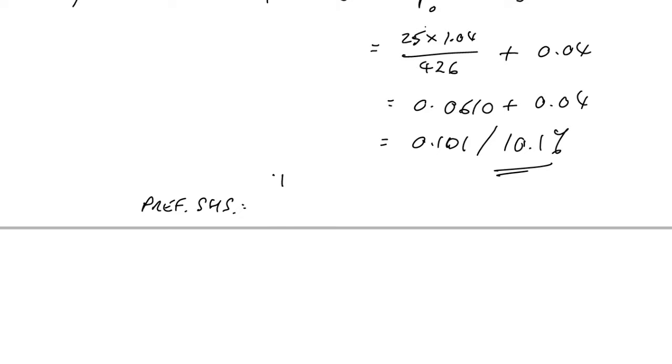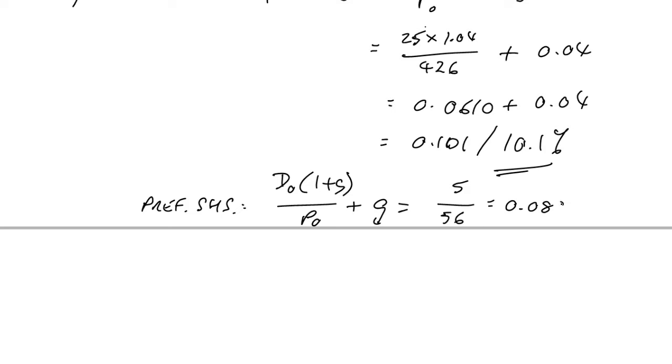So it is really the same formula, D0 1 plus G over P0 plus G, but of course a lot easier. The dividend, 5% of nominal value. Again, I'm going to work in cents, so 5 cents. There's no growth in dividends, so 1 plus G becomes irrelevant. Over the market value. The market value is 56 cents. And again, G, there's no growth, G is 0. So 5 over 56 is 0.089 or 8.9%.